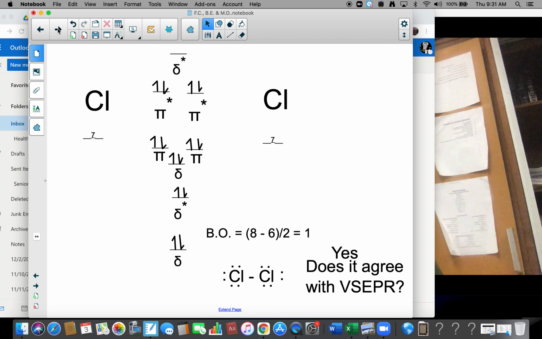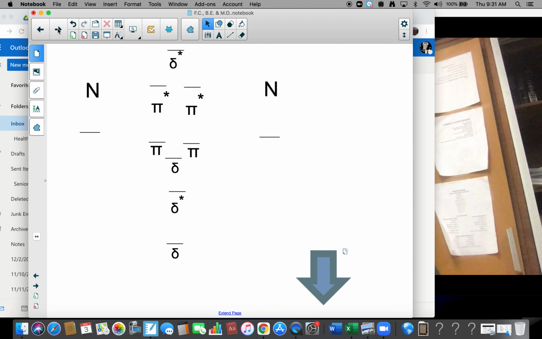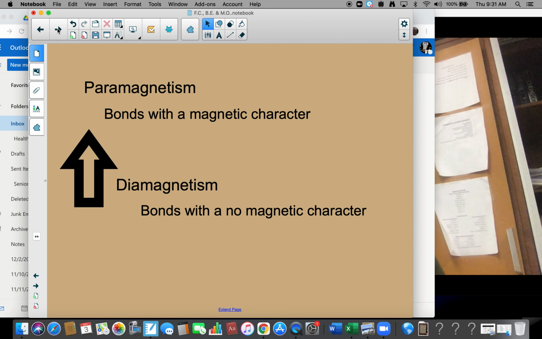All right, now, the last thing we can look at, we'll do this one in class, and we'll do this one in class as well. All right, last thing we'll look at is whether a molecule is paramagnetic or diamagnetic. Because VSEPR doesn't deal with this, it is only dealt with in terms of MO theory, we're going to look at this.